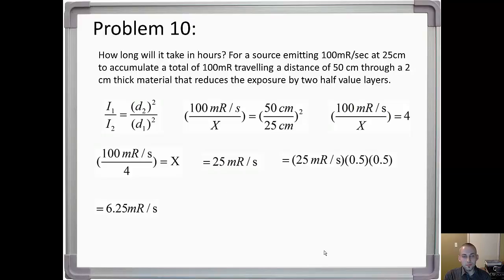Okay, now we want to know how long it'll take to accumulate a total of 100 milliroentgens. So here we know 6.25 milliroentgens per second. We're going to take 100 milliroentgens divided by 6.25 milliroentgens per second. We get our answer of 16 seconds. Nice, very nice problem that allows you to just sort of problem solve and gives you more opportunity to work with inverse square law. You'll definitely see problems like this within your program.